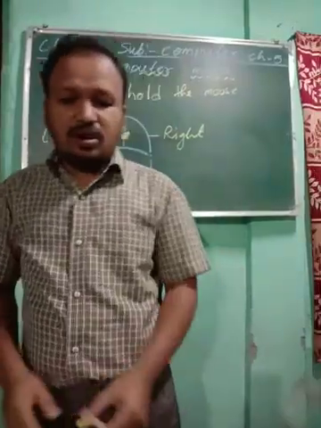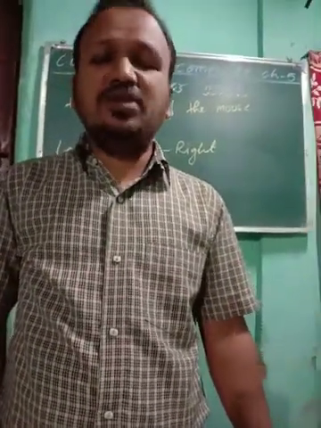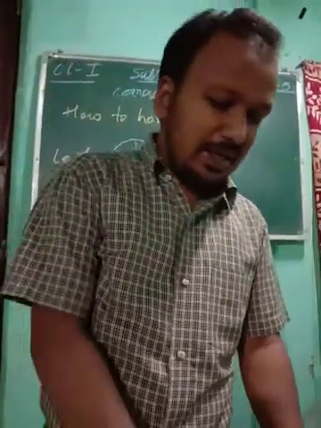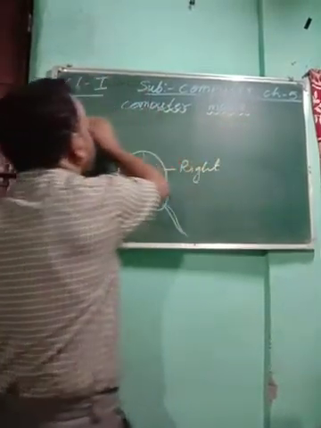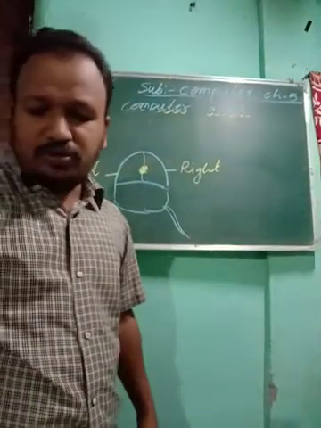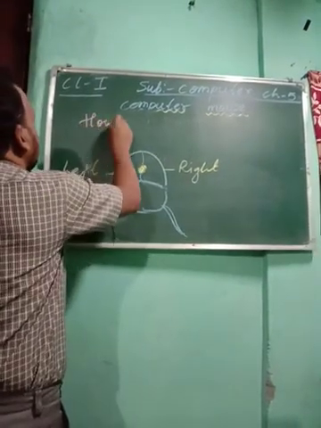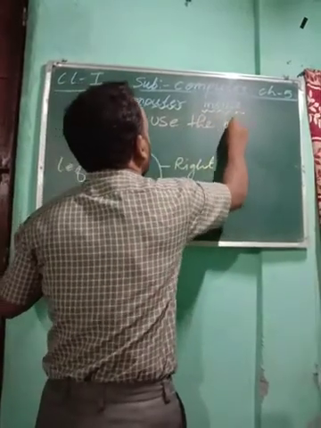So children, we have seen how to hold the mouse. Now how to use the mouse. You can use the mouse by pressing its button. Pressing the button is called clicking. Now you see children, now we are going to see how to use the mouse.